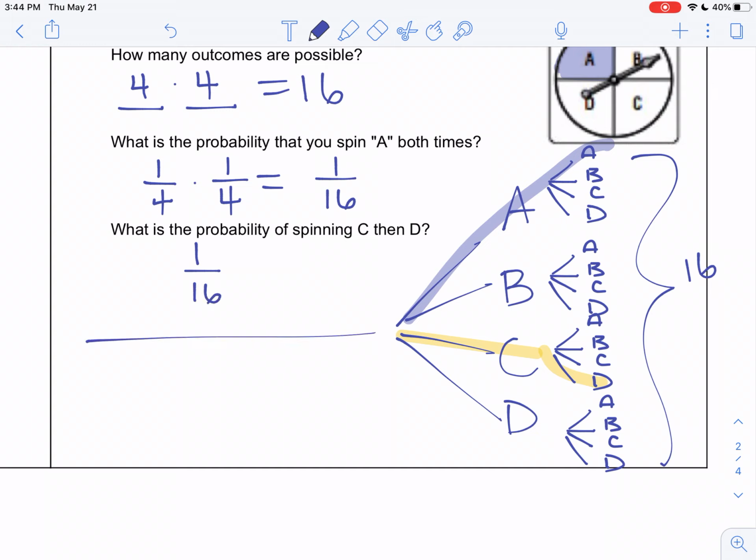If we expand on this to say rather than a C then a D, we can say a probability of C and a D, where the order doesn't matter. Okay, so we could spin CD or DC, so the other one there would be D followed by C. So that would be 2 out of 16, or 1/8 of a probability of spinning a C and a D.